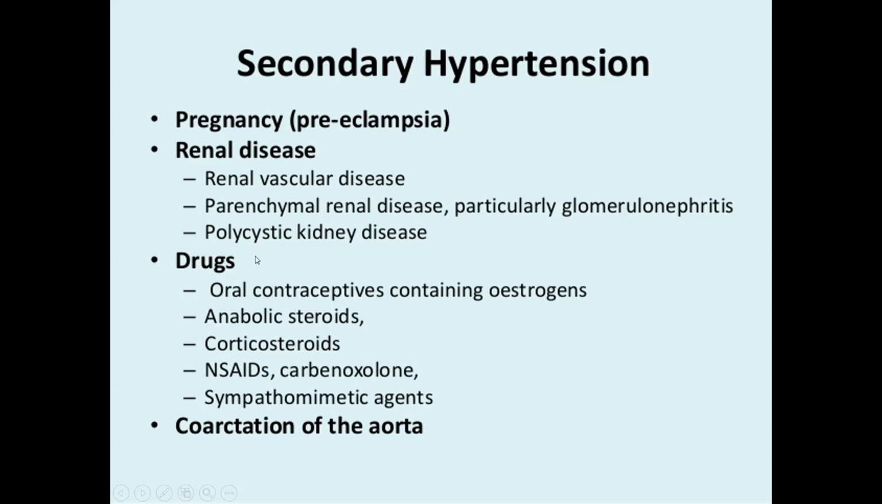Different drugs can also cause hypertension, especially oral contraceptive pills having estrogen in them, anabolic steroids taken by different bodybuilders, steroids taken for therapeutic purposes, NSAIDs for pains, carbinoxolone and sympathomimetic agents. Coarctation of aorta can also cause differential hypertension, that is hypertension in one limb.